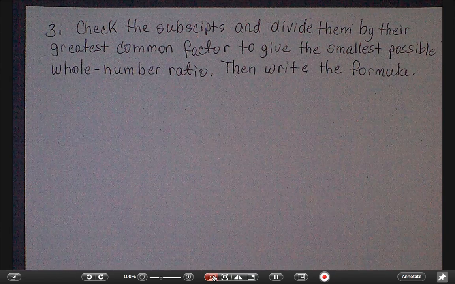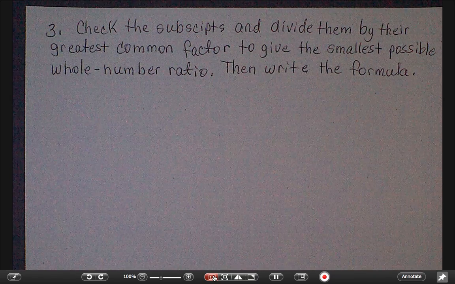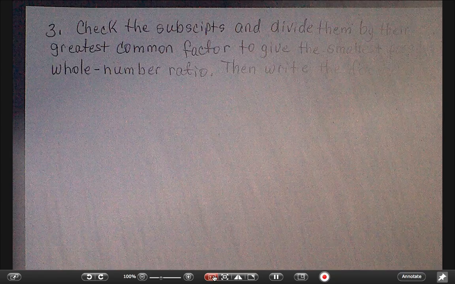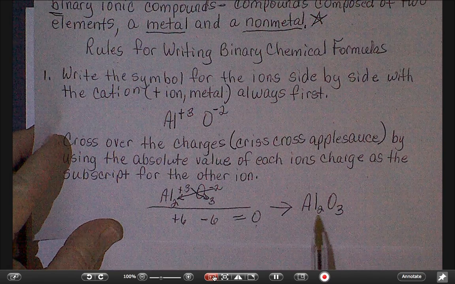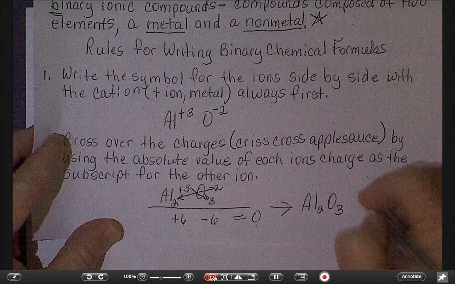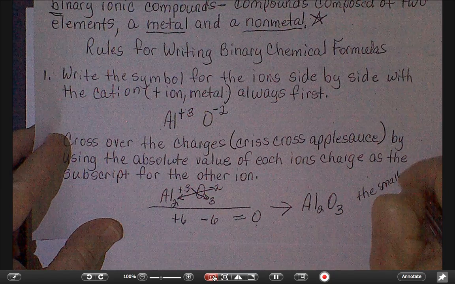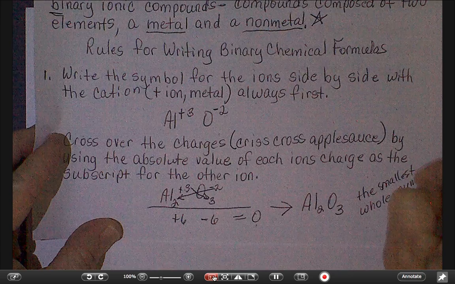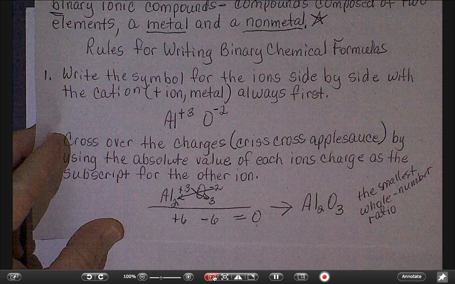Okay, I'll let you finish that. Okay, now I'm going to take you back and we're going to look at this right here. Can you factor out anything between the 2 and the 3? No. This is the smallest whole number ratio. There's nothing to do there. Okay?